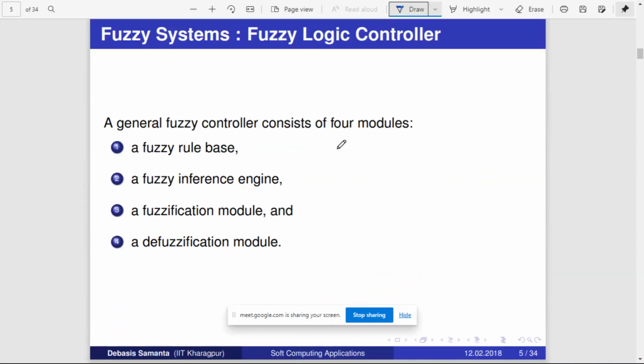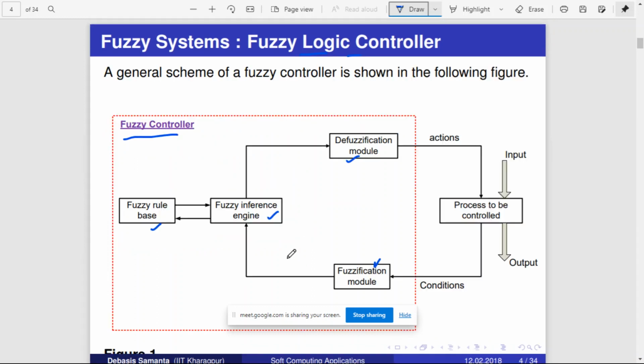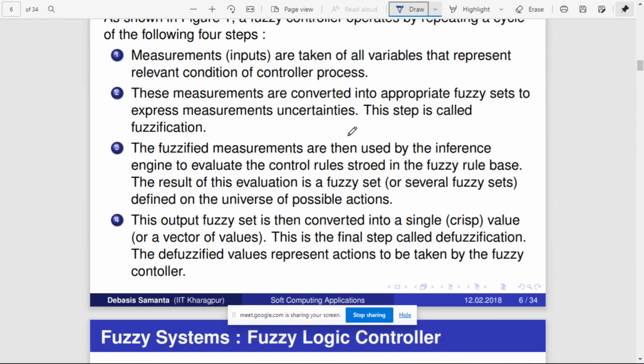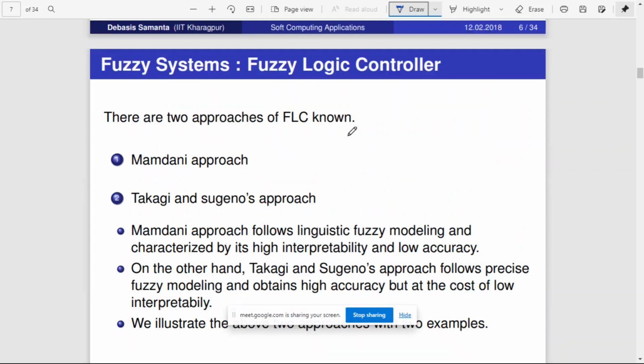So these are the components of a fuzzy logic controller. It includes the rule base, inference engine, fuzzification module and defuzzification module, as shown in this diagram. Whatever we have discussed is what is explained here. Now, there are generally two approaches available to implement an FLC, which is nothing but a fuzzy logic controller.